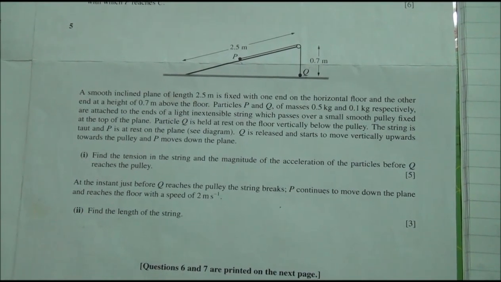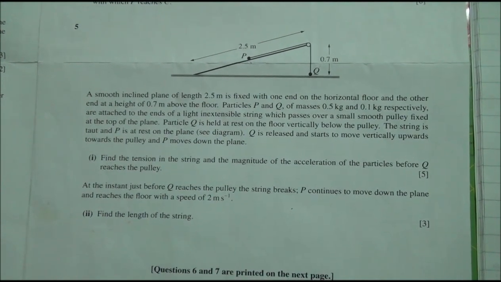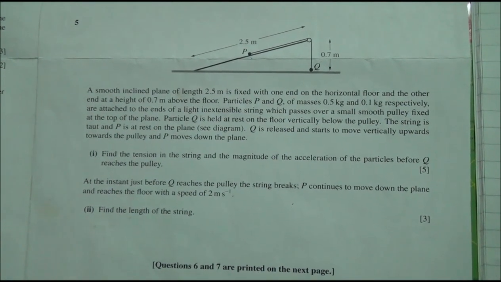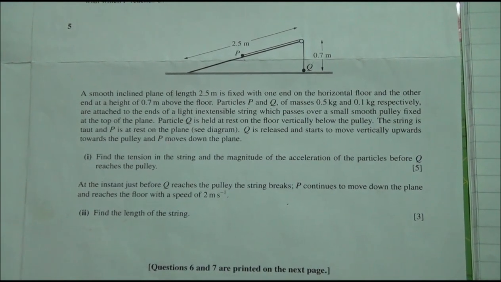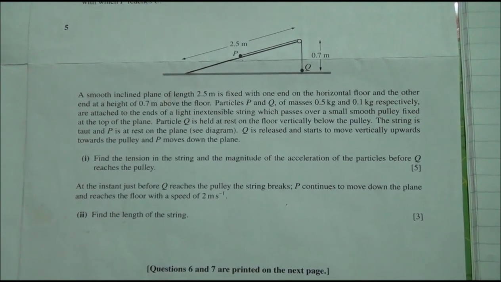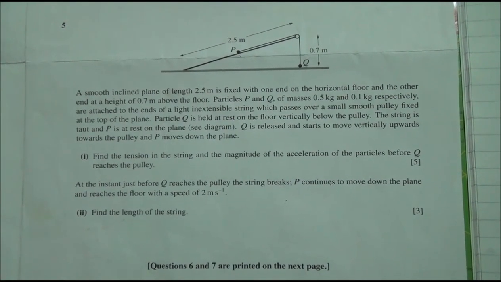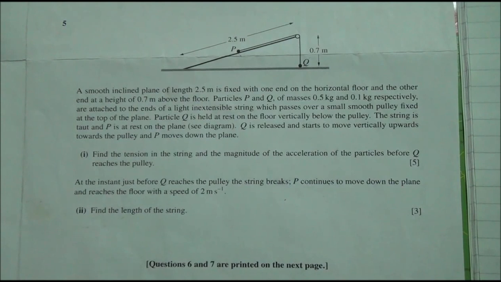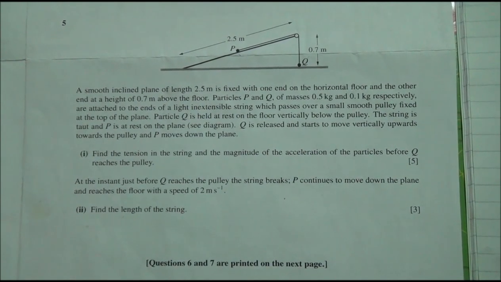Hi, question number 5. A smooth inclined plane of length 2.5 meters is fixed with one end on the horizontal floor and the other end at a height of 0.7 meters above the floor. Particles P and Q of masses 0.5 and 0.1 kg respectively are attached to the ends of a light inextensible string which passes over a small smooth pulley fixed at the top of the plane.